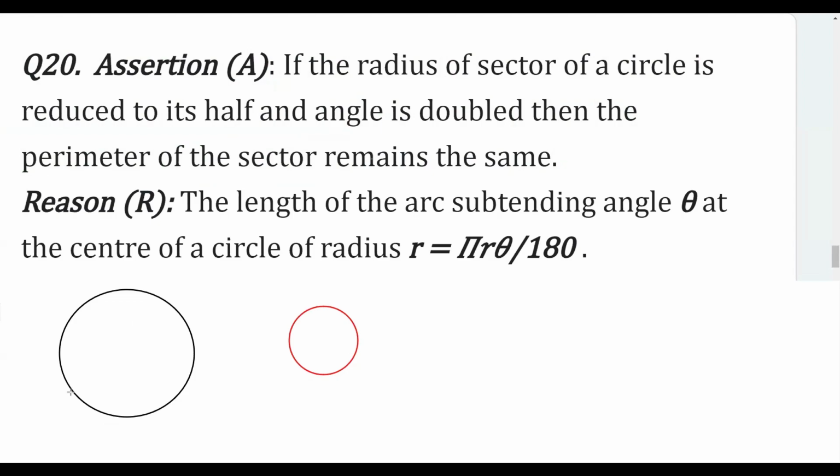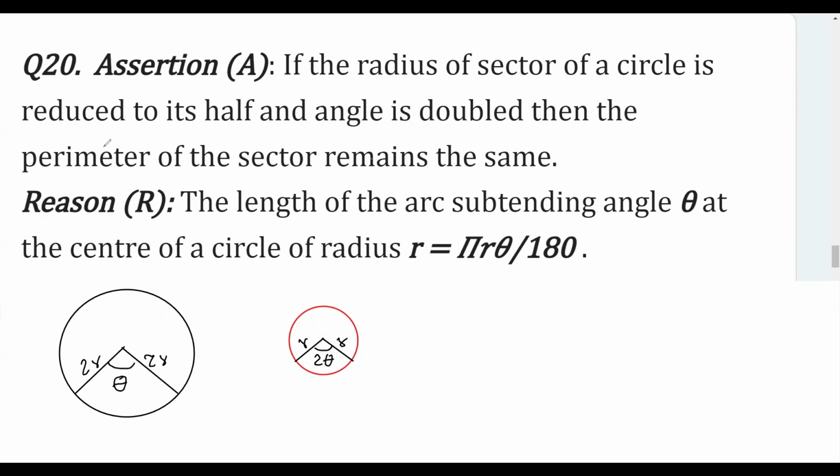Now I'm taking a circle with this radius, and the other circle with this radius. The radius of this is half of this. So you can either take this as r and this as r over 2, or I can take this as r and this as 2r. Now, the angle is doubled over here. So I'm taking this as theta, and this is going to be 2 times theta.